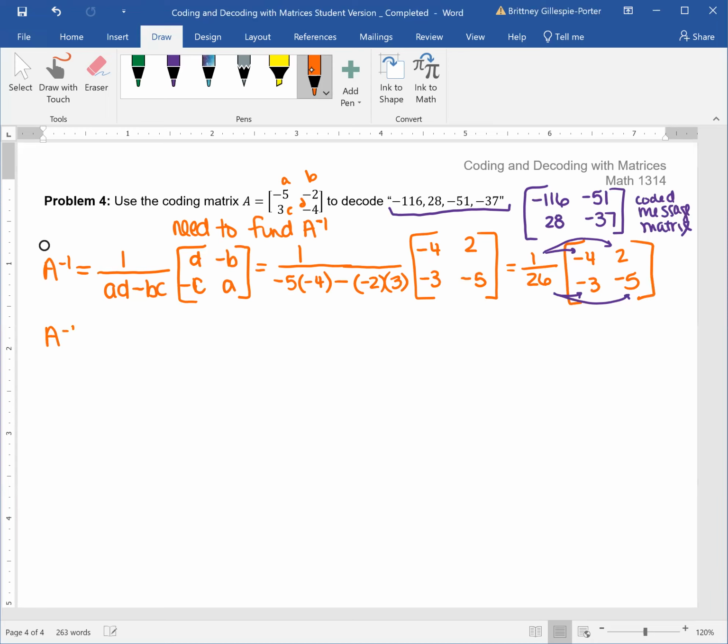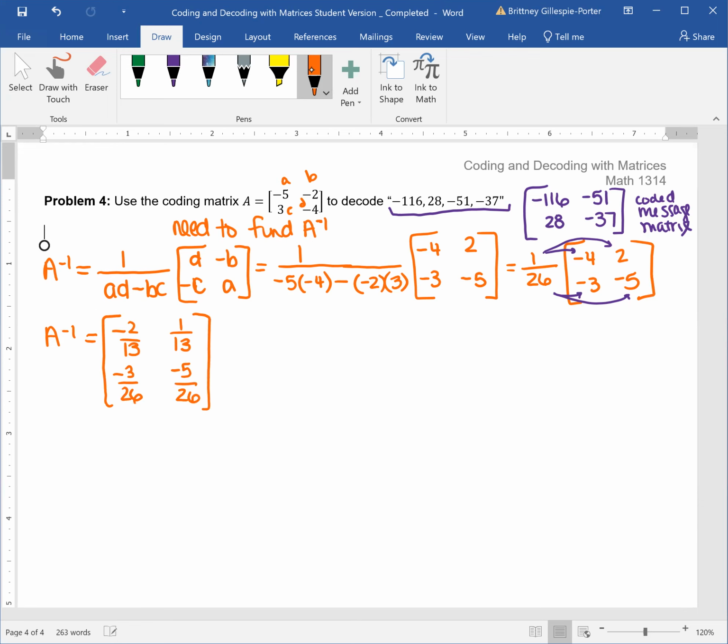When you do the multiplication, when you get -4 over 26, it reduces to -2 over 13. 2 over 26 will become 1 over 13, working across the top row. -3 over 26 doesn't reduce, and neither does -5 over 26.